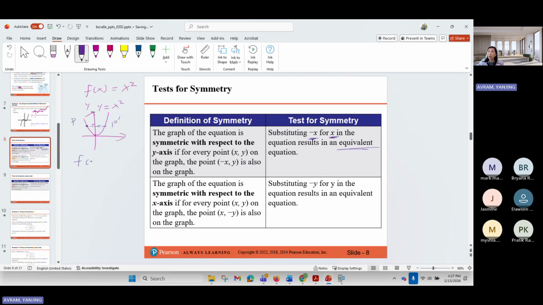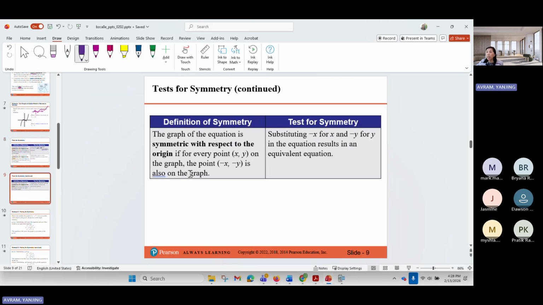So look at it. If I have f of negative x, what happened? I replace the x by negative x, and the negative squared is still positive. Okay, so basically I prove f of negative x is equal to f of x. f of x is x squared. f of negative x is also x squared. So actually this we also call an even function. Even function. Okay, so if a graph is symmetric with the y-axis, or you can prove f of negative x equal to f of x, this is considered an even function.